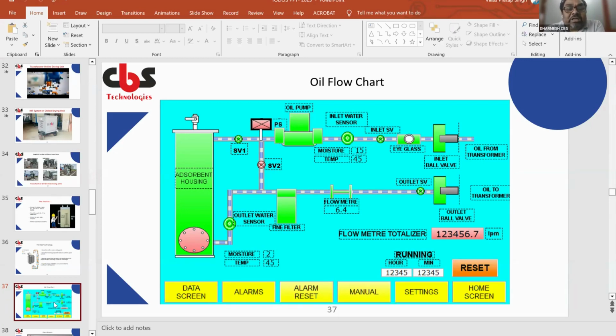After absorbing the water, there is a fine filter. You can see here moisture becomes 2 ppm. The temperature remains the same. The flow meter shows its flow is 6.4 LPM. The system runs very slowly, 300 liters per hour to 600 liters per hour. The maximum is 3 and after that the clean oil comes out.